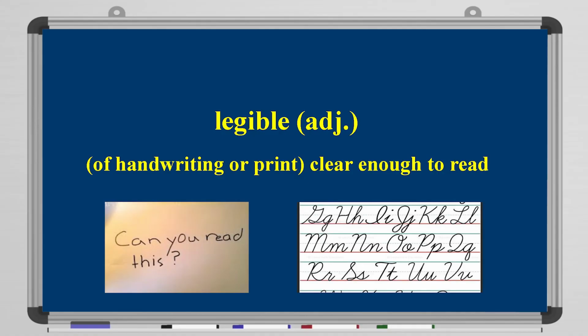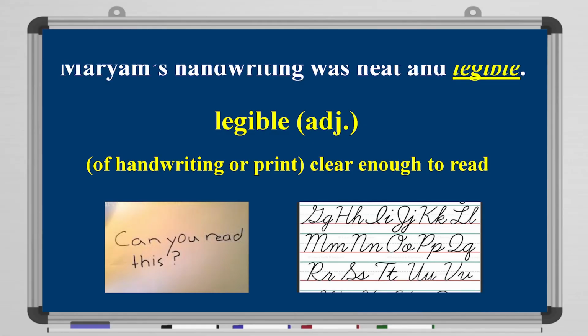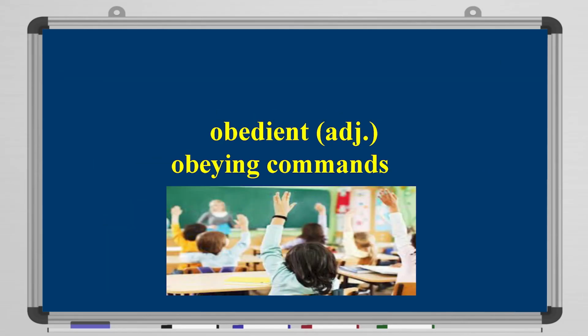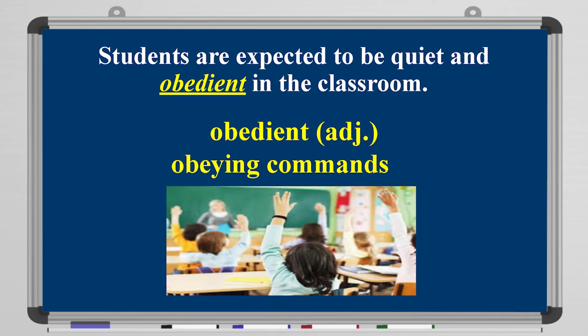The next word is legible, something we always tell you as teachers to keep in mind during exams. Legible means clear enough to read, whether handwriting or print. For example, Maryam's handwriting was neat and legible. We can read it. The next word, obedience. It's something that we hear from our parents mostly when they tell us an order or give us a command. Obedient means obeying commands. For example, students are expected to be quiet and obedient in the classroom.